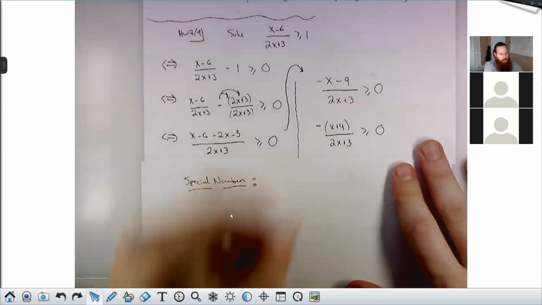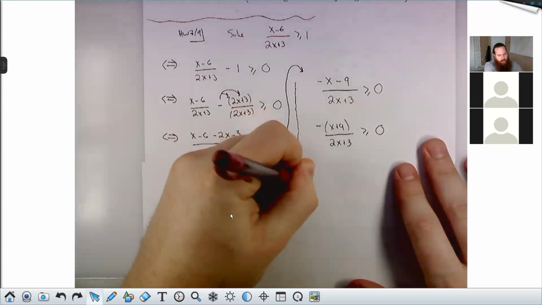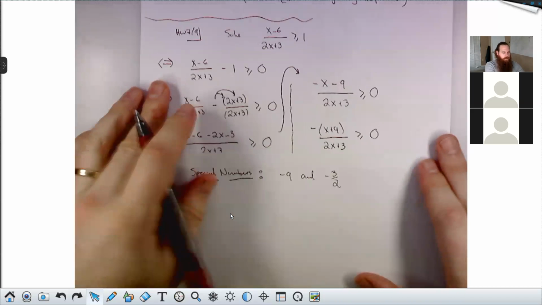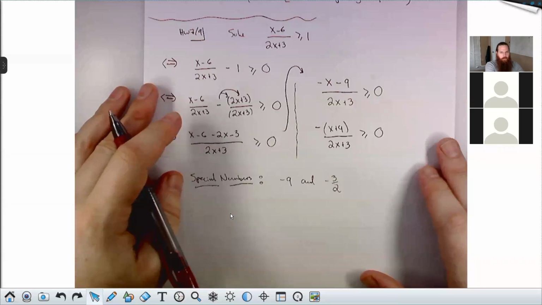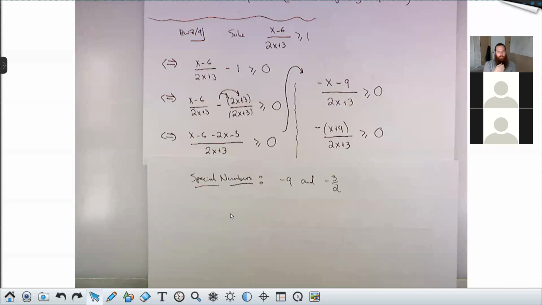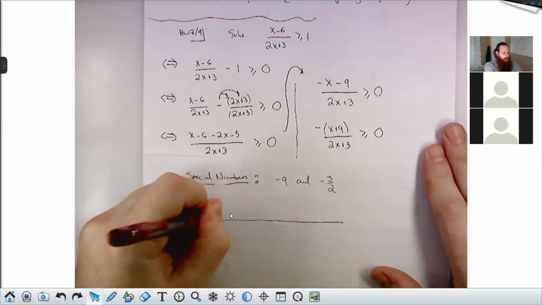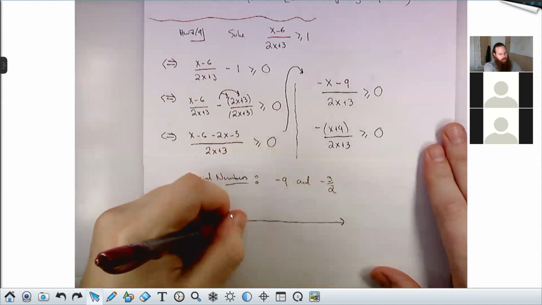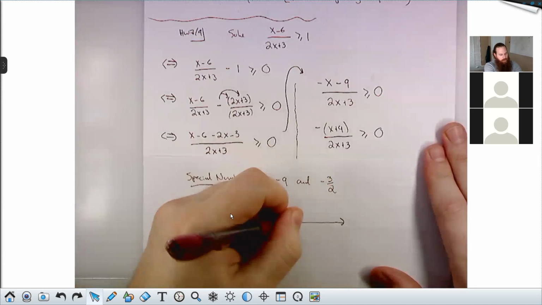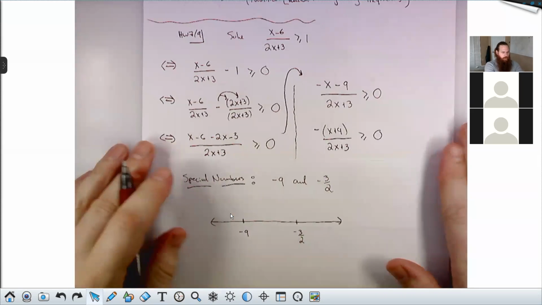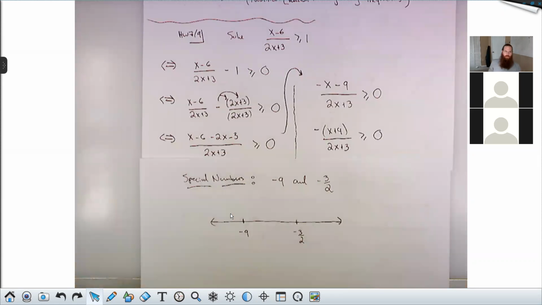Yeah, there's two of them here. They are -9 and -3/2. We always find these by setting the top and bottom both equal to 0. Perfect. So remember, -3/2, that's -1.5. So when I put these on my number line, I need to make sure the -9 is to the left of the -3/2. So over here, we'll call this -9. Here, I'll call this -3/2.